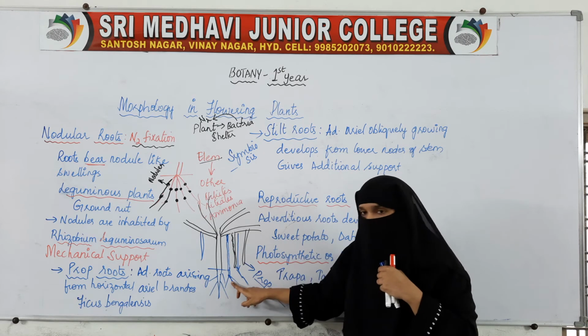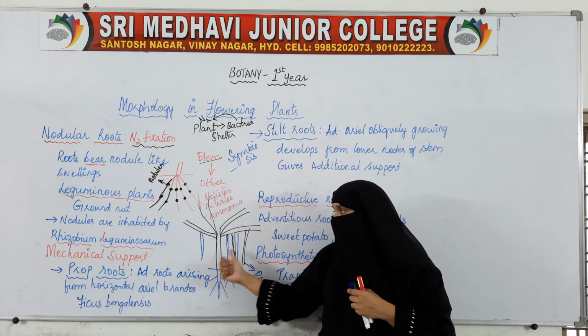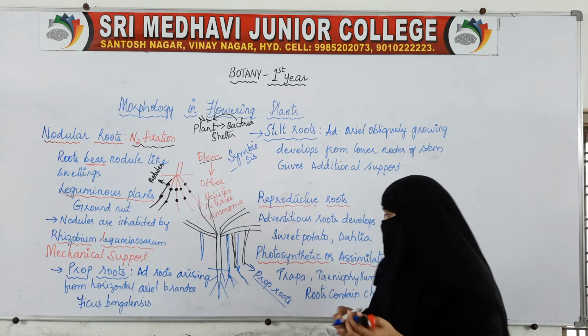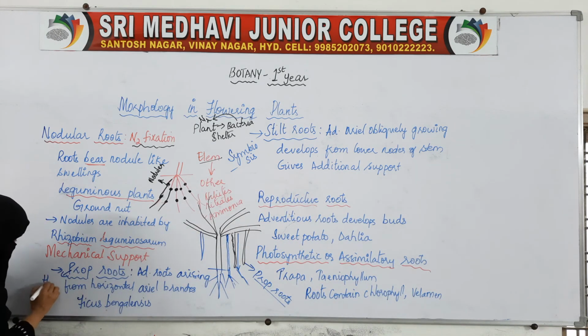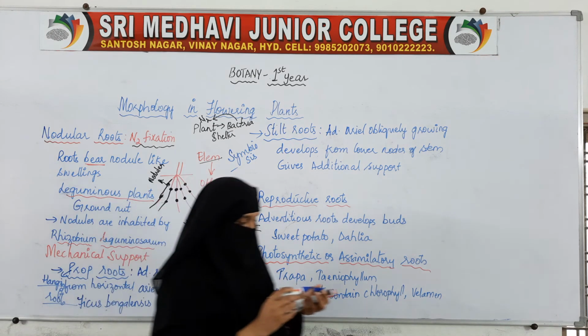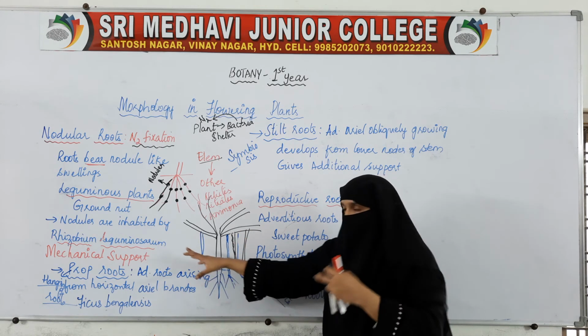So they go inside the soil and fix themselves. These are called prop roots, or we can even call them hanging roots. These give support to the plant. They go downwards and give support to the plant.